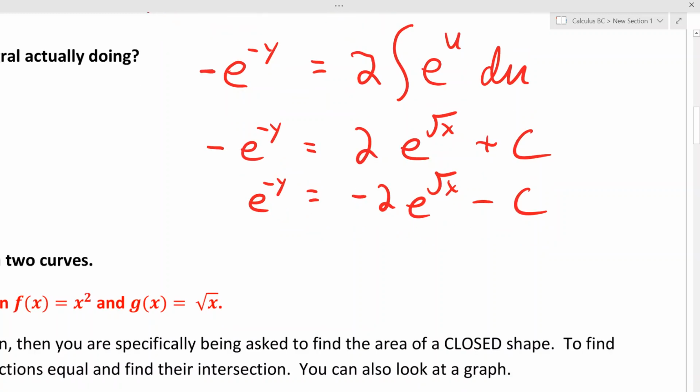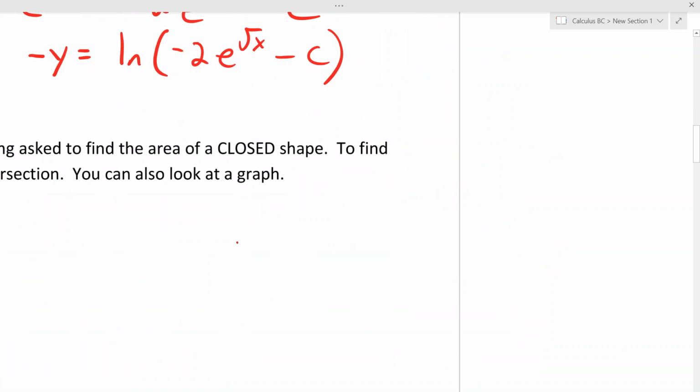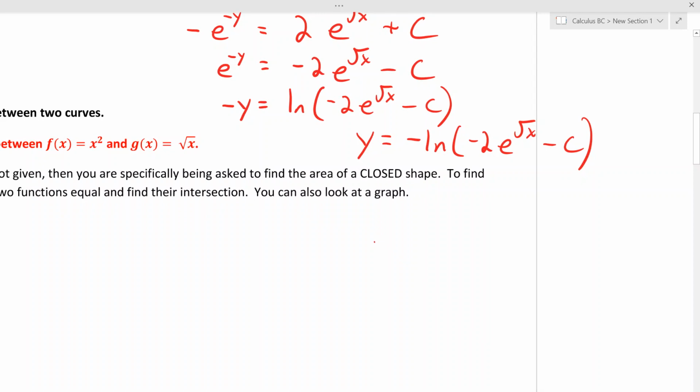Now we got to get y down, so we're going to natural log both sides. So that becomes negative y equals the ln of this. Then we're going to divide by negative 1. So the answer to that differential equation is really y equals negative natural log of negative 2 e to the root x minus c. Okay, questions on that? How are we feeling?